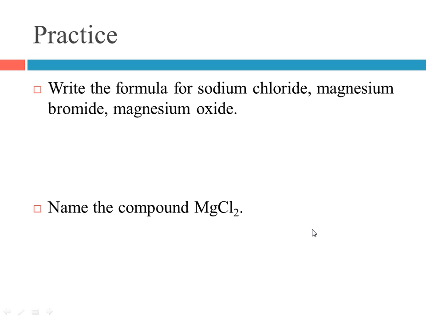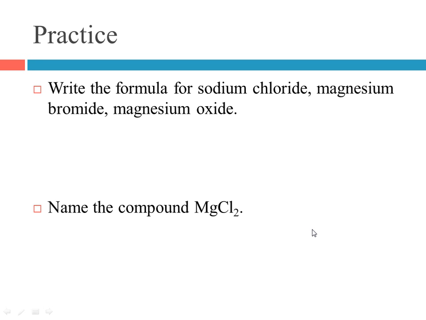What did you guys get for magnesium bromide? If we look at magnesium, it has a 2+ charge, because it's in group 2. And what is the oxidation state of bromine? Minus 1. And so then we just swap the numbers. We don't move the charges. We can't have a negative atom. And so we end up with MgBr2.